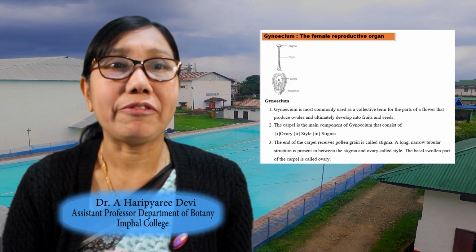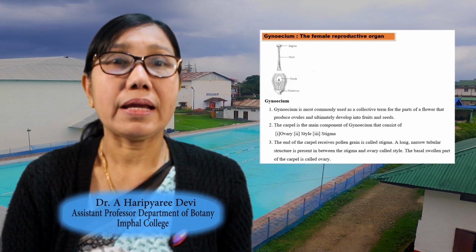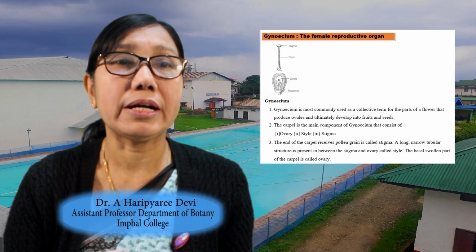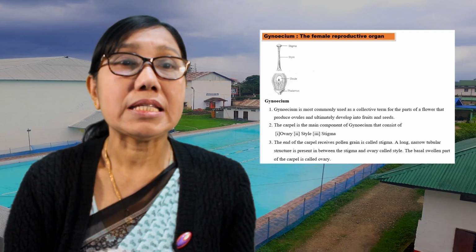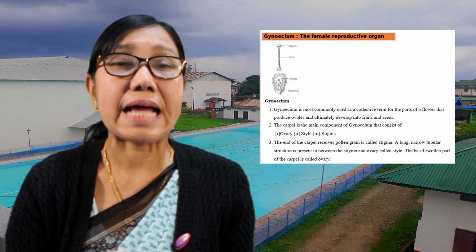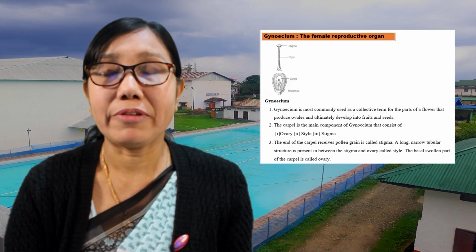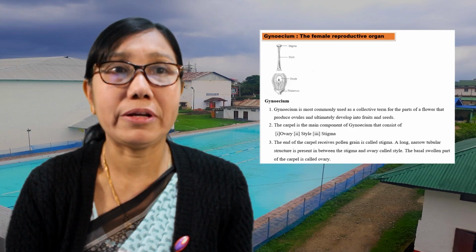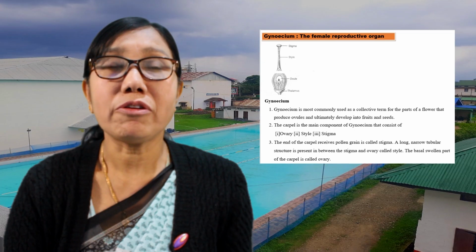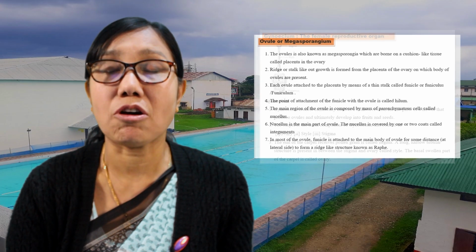The end of the carpel that receives pollen grains is called the stigma. The long, narrow, tubular structure present between the stigma and the ovary is called the style. The swollen basal part of the carpel is called the ovary. Then the ovules, or megasporangia, are also present here. Then what is an ovule now?